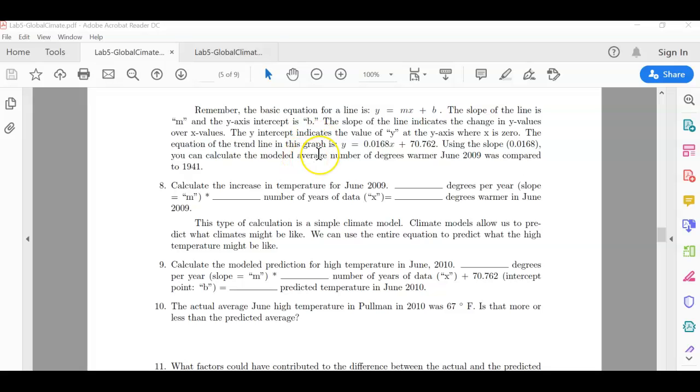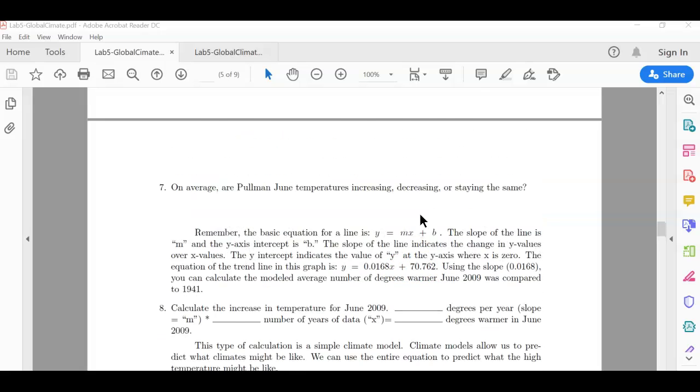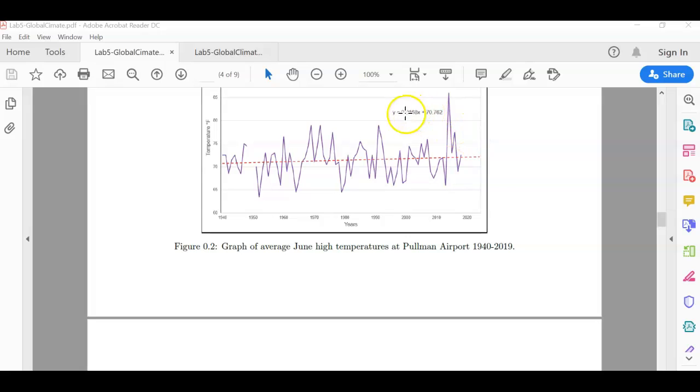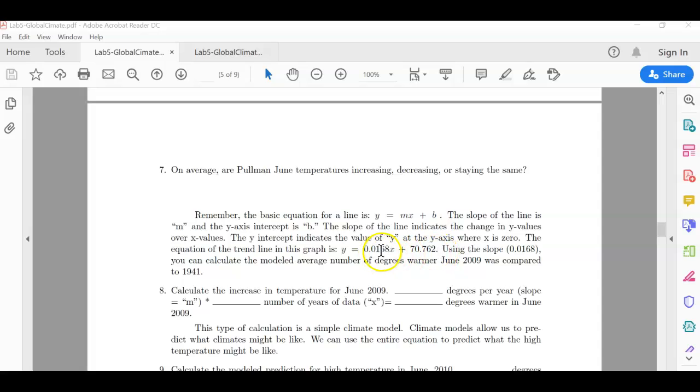The equation of the trend line in this graph is y equals 0.0168 times x plus 70.762, which means this is the slope itself, what y is with respect to x, and this is going to be the y-intercept. So from this trend line, the value right here is the b value, the y-intercept, and that is 70.762. This m value, again, is the slope.